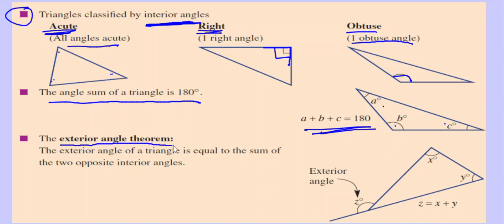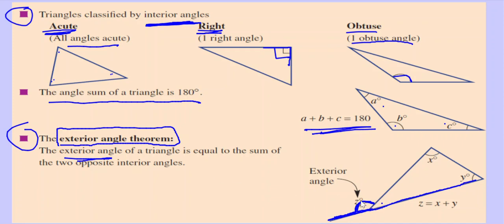Now, this one, I don't know if we really covered this last year, so this might be a little bit new. When we extend one of the lines, as you can see here, we've got our triangle, but this line at the bottom has been extended. When you extend a line like that, it creates an outside angle, an angle outside of our triangle. That is called an exterior angle, on the outside of the triangle, so the angles on the inside are called interior angles.